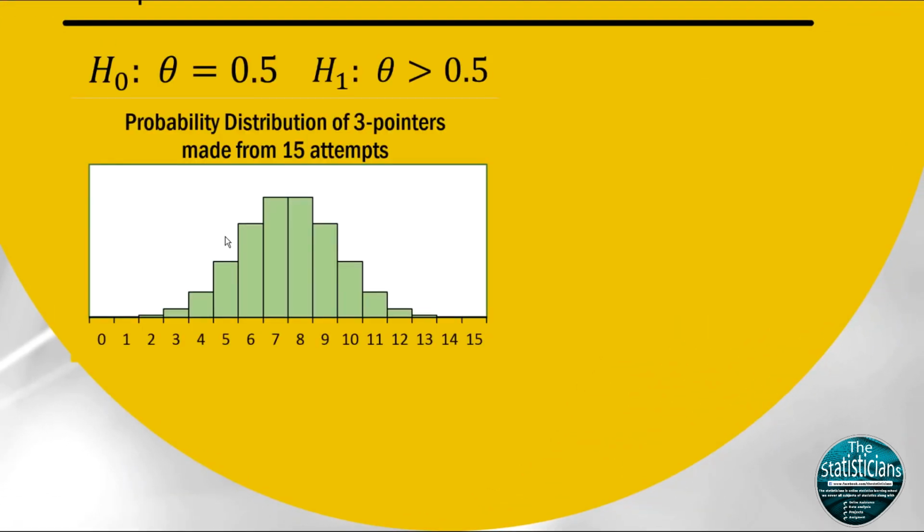So here's the example again. We're using the same setup as before with Myers-Leonard's 50% 3-point percentage. Our test statistic was 9, so he got 9 out of 15 3-pointers, right? And this is the distribution under the null hypothesis. So how extreme was his test statistic that we got? Well, we found out it wasn't extreme enough, right?